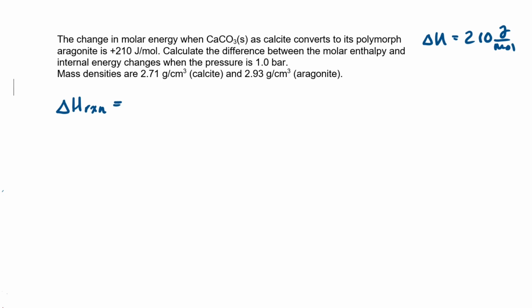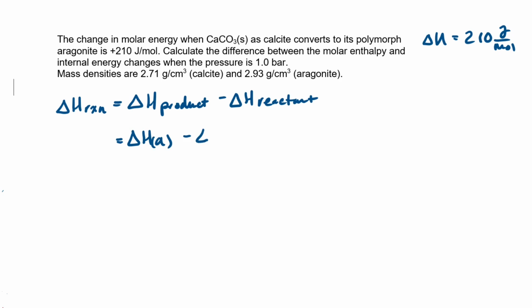by taking the enthalpy of the product and subtracting the enthalpy of the reactant. So if we're changing from calcite into aragonite, that means that we want the delta H of the aragonite, which we'll mark as an A, minus the enthalpy of the calcite.